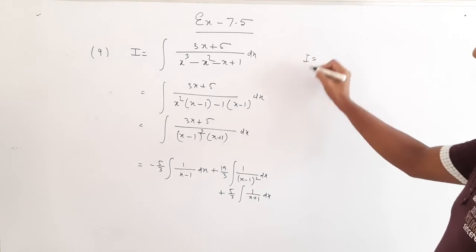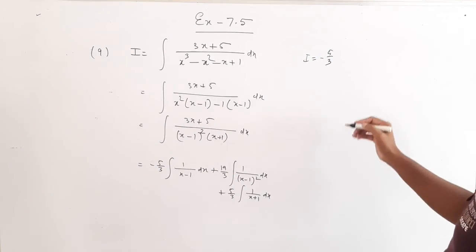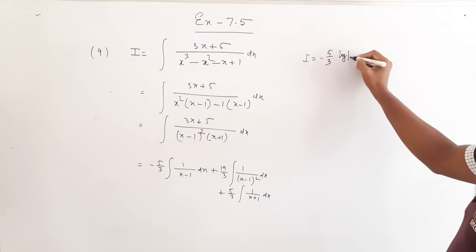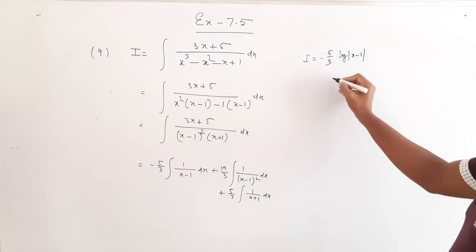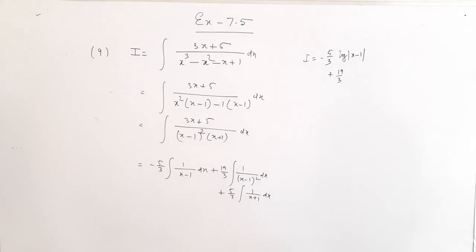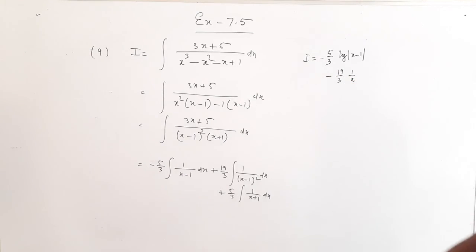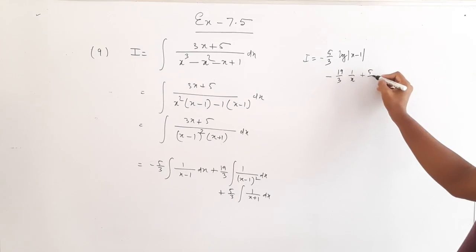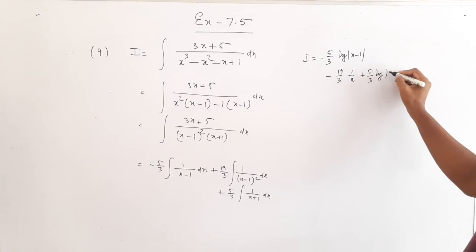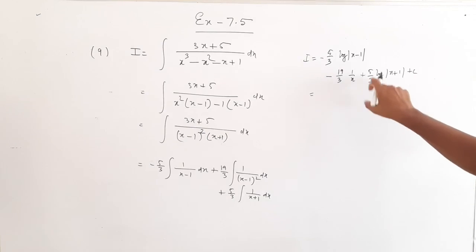Now I integrate. This is minus 5 by 3, the form is already written, 1 over x minus 1, so this is log mod x minus 1, plus 19 by 3 times the integral of 1 over (x minus 1) whole square, or 1 over x square, which is minus 1 by x. So I write 1 by x here, and I make this plus as minus. And then the integral of 1 over x plus 1 is plus 5 by 3 log mod x plus 1, plus c.